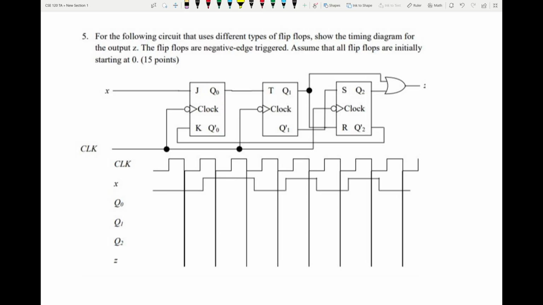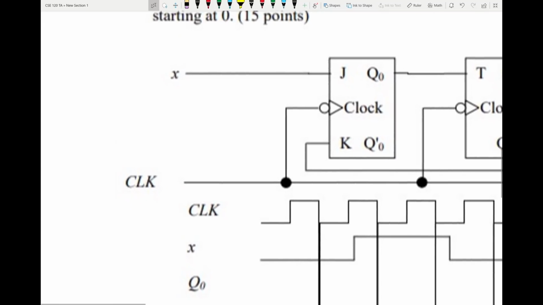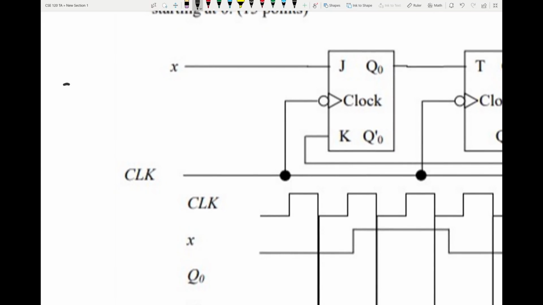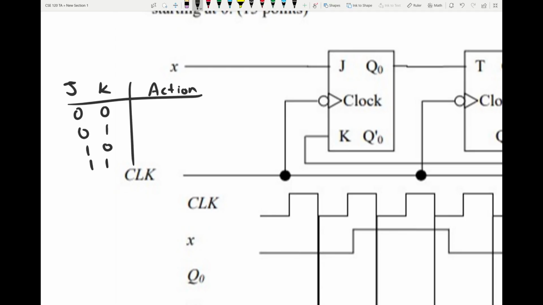For the JK, the behavior is a little non-traditional in a way. So what I like to do is draw out a quick behavior truth table where we have our J, our K, and then our action. For 0, 0, we're just going to have Q. For 0, 1, we're going to have Q equals 0. For 1, 0, we're going to have Q equals 1. And then for 1, 1, we're going to have Q naught.